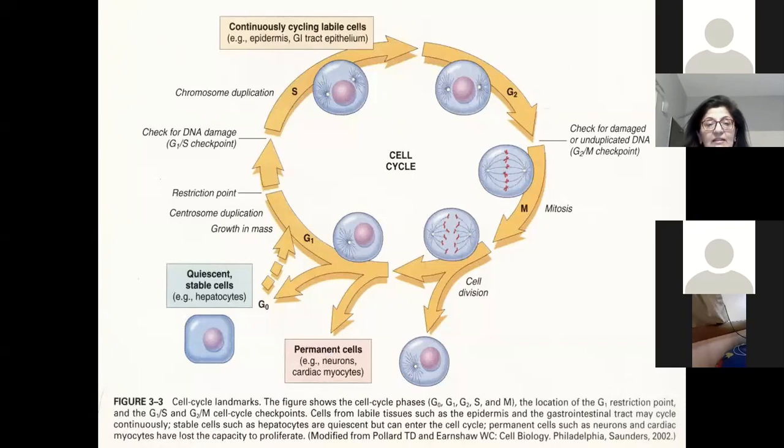So the labile cells are continuously in the cell cycle. The quiescent or stable cells are in G0 phase, but are capable of entering the cell cycle once they are damaged. But permanent cells always stay out of the cell cycle once they're formed. And if they're damaged, it's for good. And the examples of permanent cells are neurons and myocardial cells.